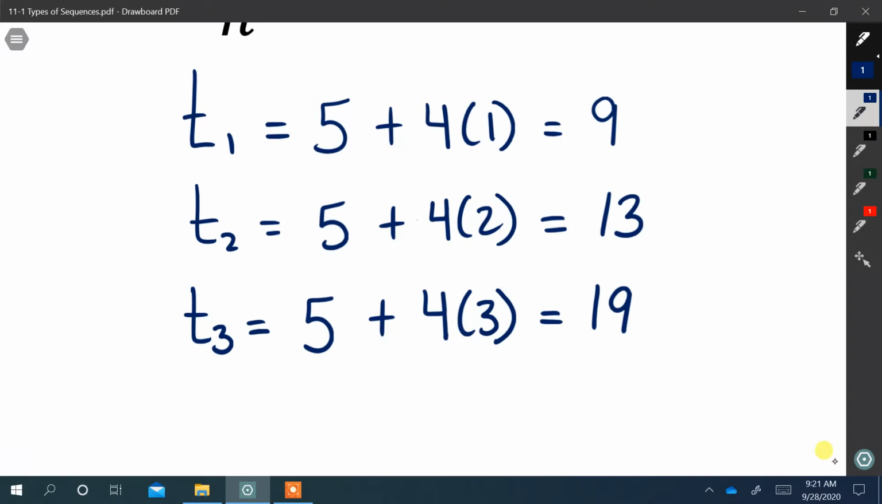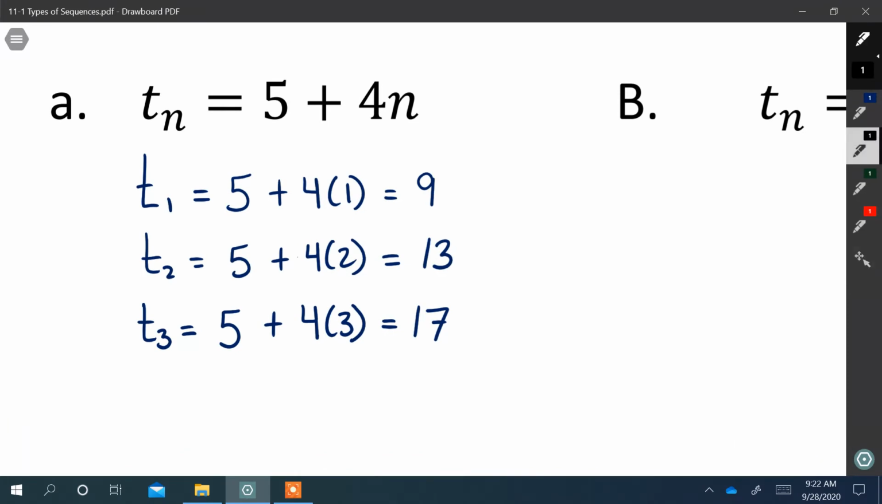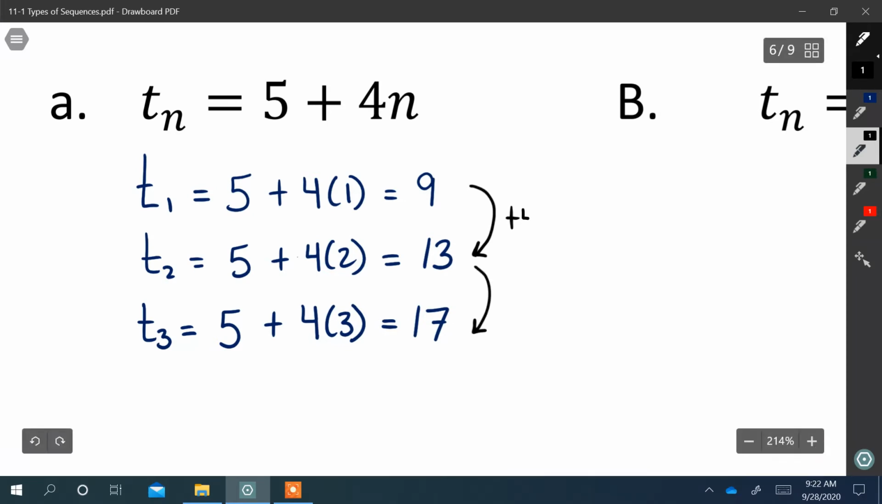Actually, I'm sorry, 17. All right, so now that we have the first three numbers, what are we adding constantly? From 9 to 13, what is happening? Is it arithmetic, is it geometric, or is it neither? Well, I can see that we're actually adding 4 every single time.